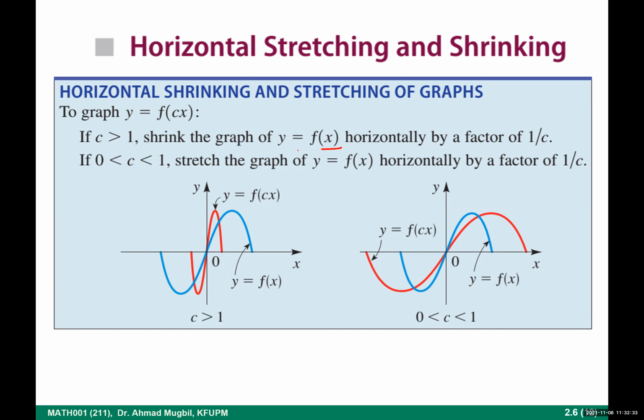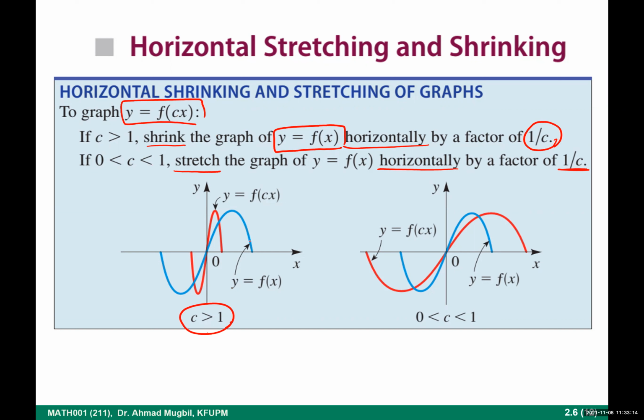If we have a graph of a function y equals f of x, if we replace x by cx, again, for simplicity, c is positive. If it is negative, we have reflection in the y-axis. If c is greater than 1, we will have horizontal shrinking. What is the amount of this horizontal shrinking? 1 over c. And the amount of horizontal shrinking or stretching, if c is between 0 and 1, also it will be by the factor 1 over c.